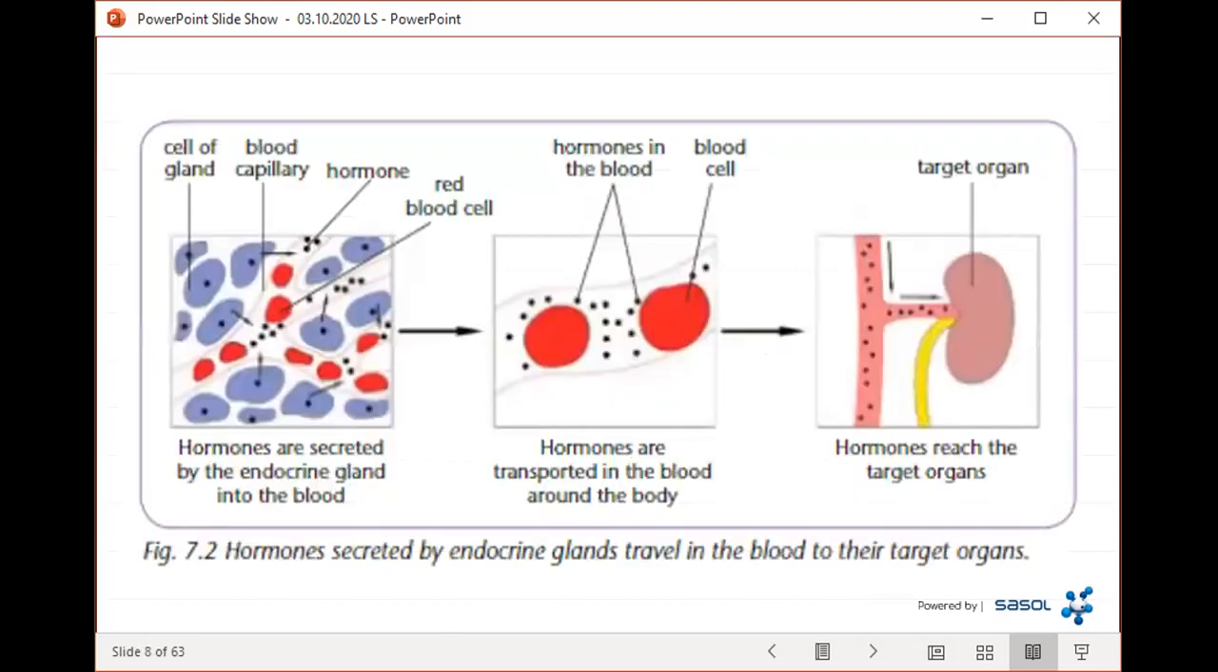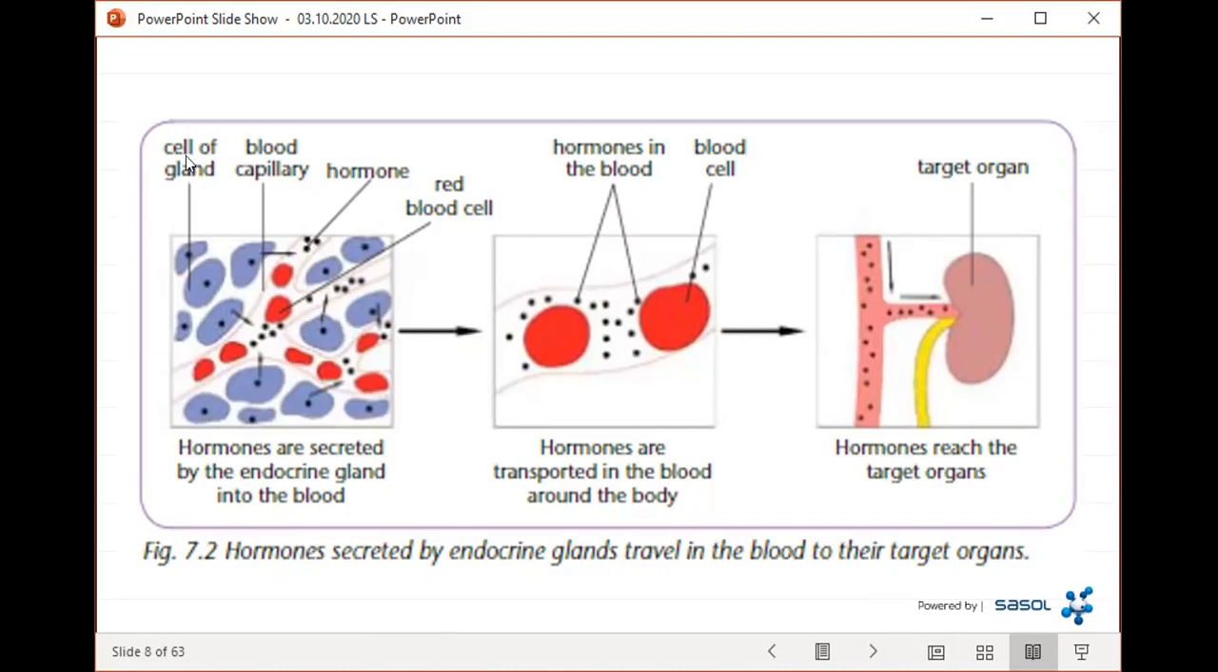Okay, so here in this figure 7.2 from the Macmillan textbook, it says hormones secreted by endocrine glands travel in the blood to their organs. So here we have hormones which are secreted by an endocrine gland into the blood.